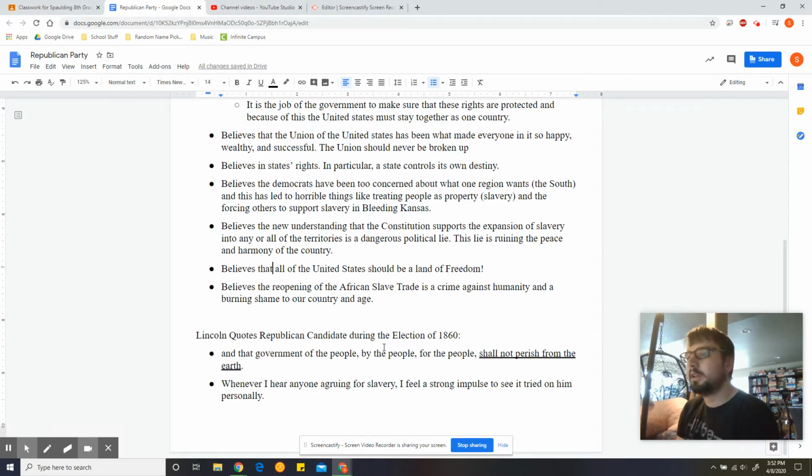Next point. The Republican Party believes that all of the United States should be a land of freedom, and that is a direct shot at slavery. Basically, no one should be a slave. Okay? Their next point and final point we're going to talk about for today is this.